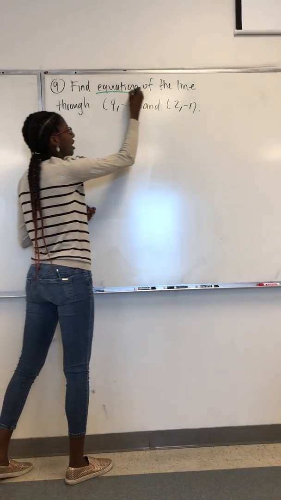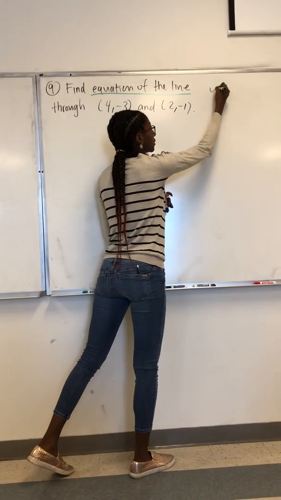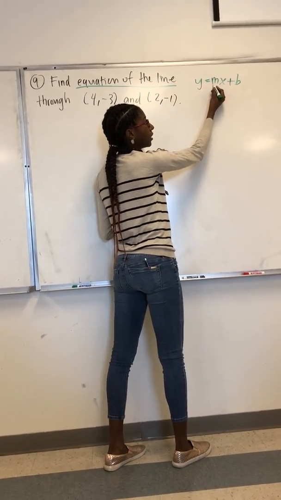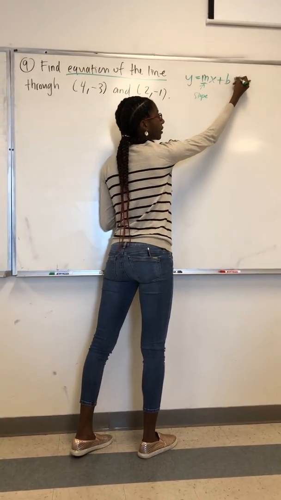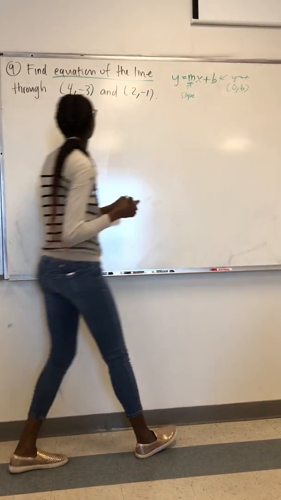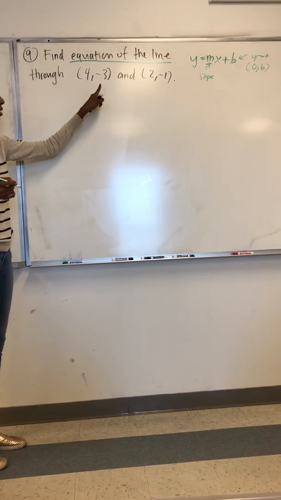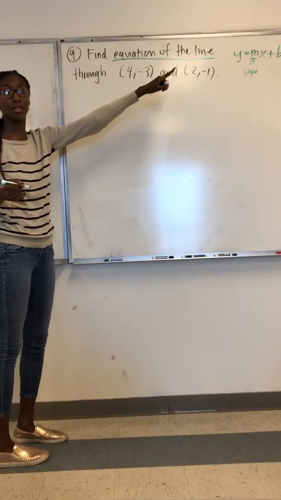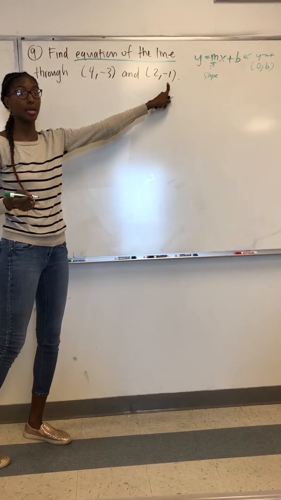Whenever you see equation of the line, what form do I want it in? Y equals mx plus b. And what are we plugging in for? Our slope and the y-intercept, which is the point (0, b). Did they give us a y-intercept, a point 0 and a b? No, they didn't. So you cannot just plug in a number at the end and say it's b. Does that make sense? If they don't say 0 and a number, that is not the b.